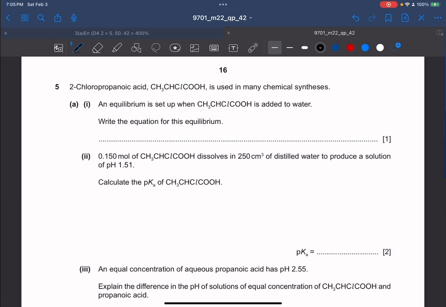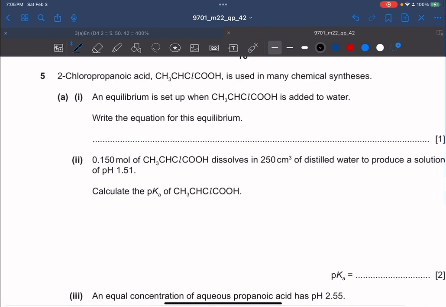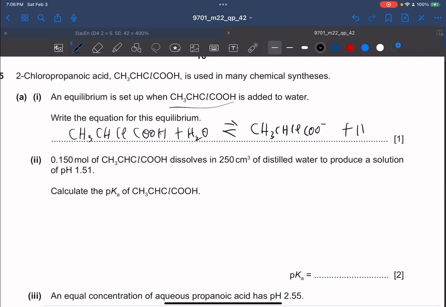Okay, on to the next. 2-chloropropanoic acid is used in many chemical syntheses. An equilibrium is set up when 2-chloropropanoic acid is added to water. Write the equation for this equilibrium. Okay, so what we're going to write here is what we usually write for demonstrating the properties of a weak acid, because this is a weak acid. So CH3CHClCOOH plus H2O, reversible because it's a weak acid, CH3CHClCOO minus plus H3O plus.